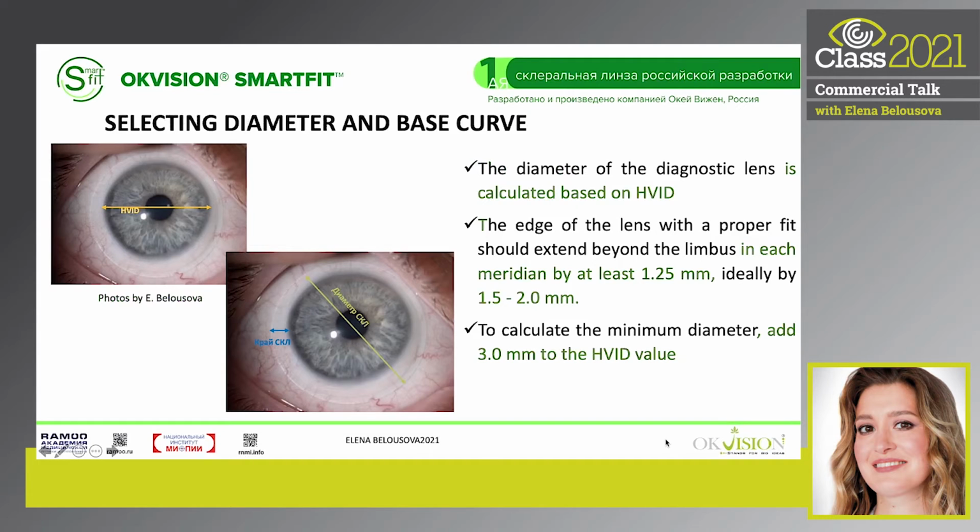And how to select the diameter and base curve. The diameter of the diagnostic lens is calculated based on the HVID parameter. The edge of the lens with proper fit should extend beyond the limbus in each meridian by at least 1.25 millimeters, ideally by 1.5 or 2 millimeters. If you want to calculate the minimum diameter, you add 3 millimeters to the HVID diameter of the patient. And finally, you have the diameter of your diagnostic lens.